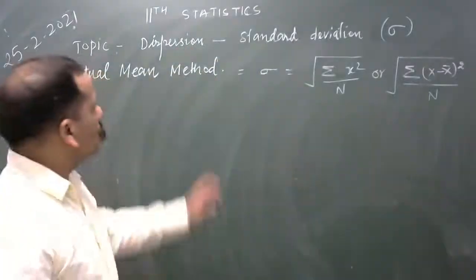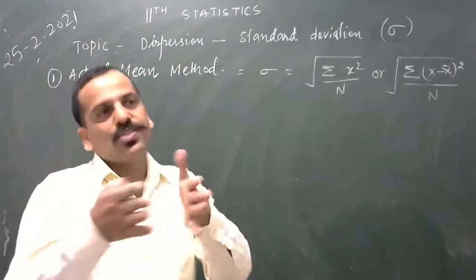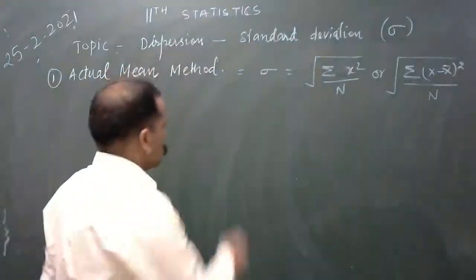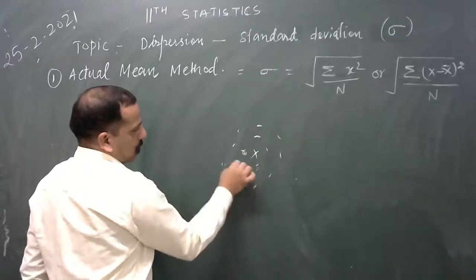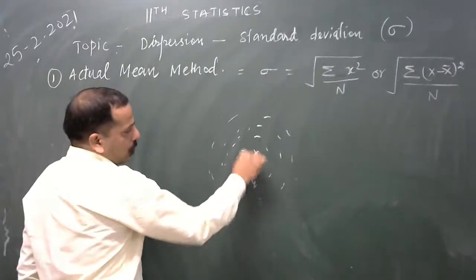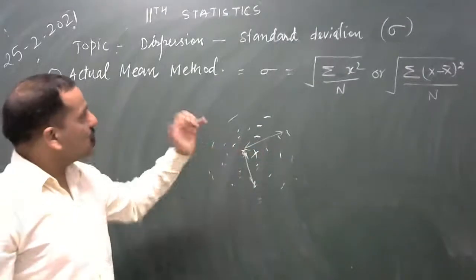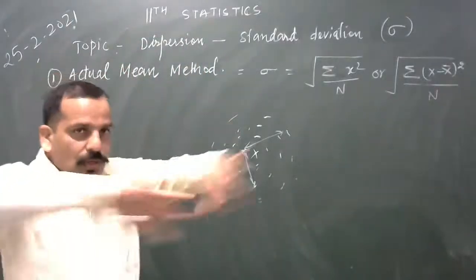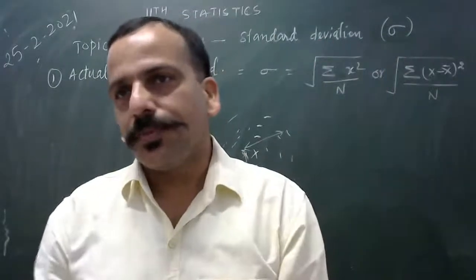Today we will study standard deviation. Dispersion is the main topic. What is the meaning of dispersion? It means the variation in the items. For example, there is an x variable, and the variation from this particular point, and these are other variables. So we have to find out the variation between these two. Like this, the deviation or dispersion, the variation between or among the variables, is measured by this method.